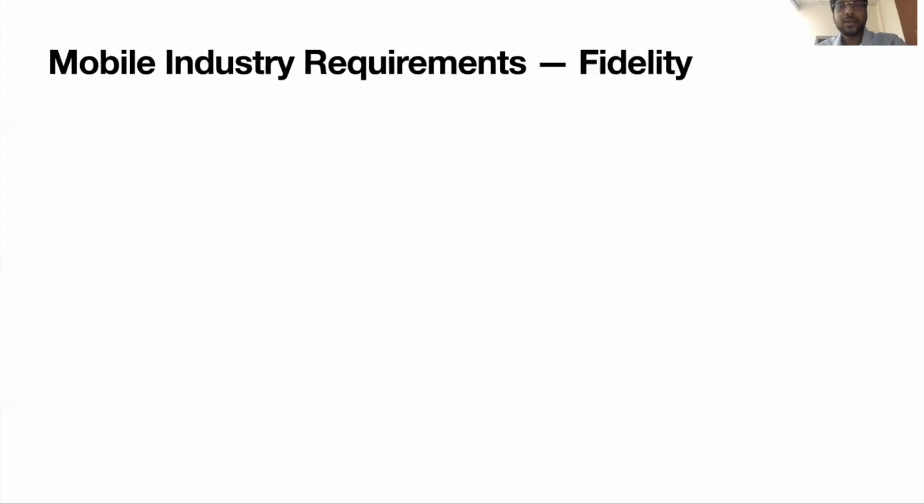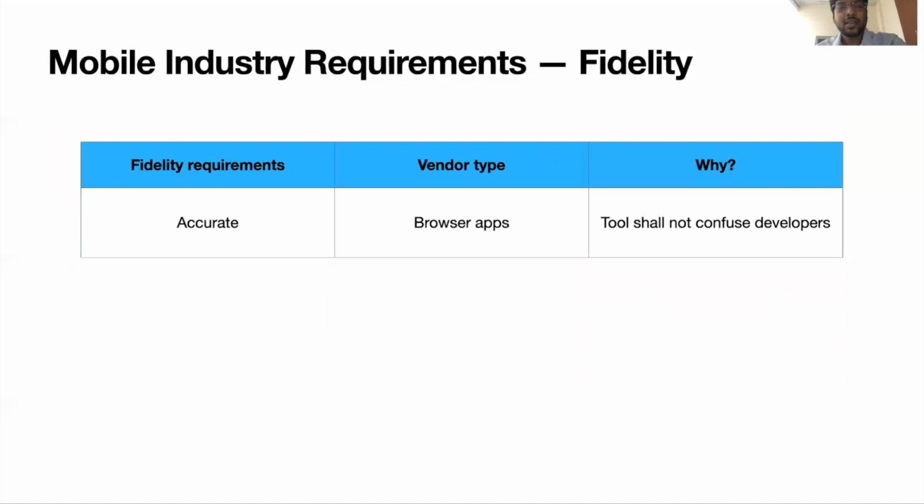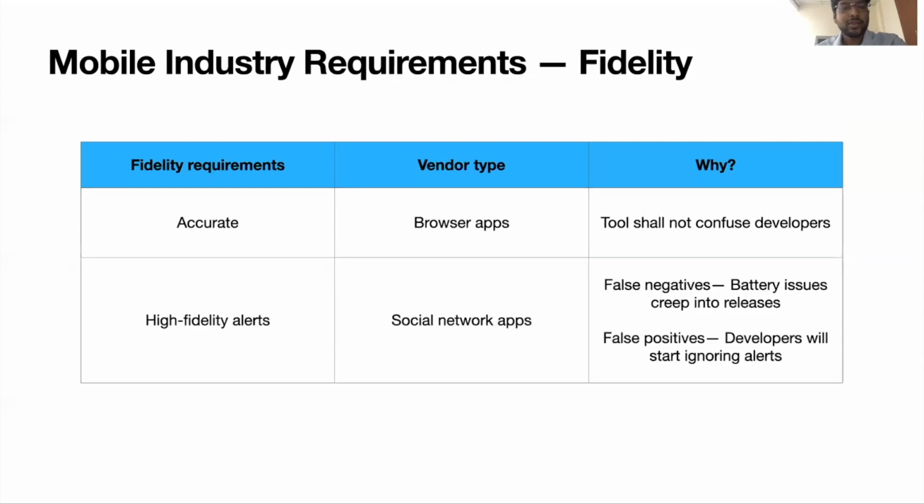The next set of requirements were around fidelity. The battery drain testing and diagnosis tool should be accurate because otherwise the tool will end up confusing the developers. It should provide battery drain spike alerts, and these alerts should have very high fidelity. If the alerts had false negatives, then we will miss battery drain issues and they will creep into releases. And if they have false positives, then developers will start ignoring the alerts over time, rendering the whole setup useless.